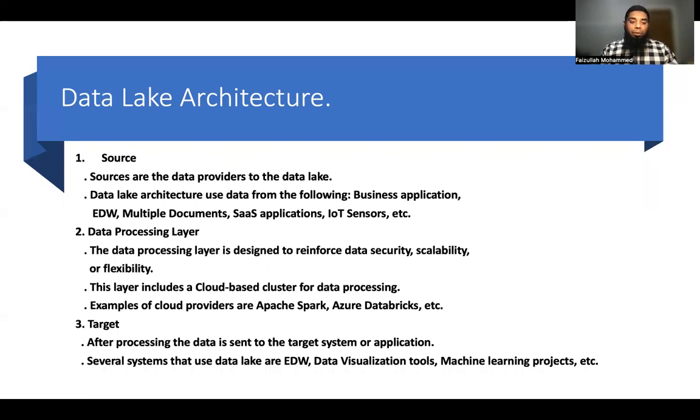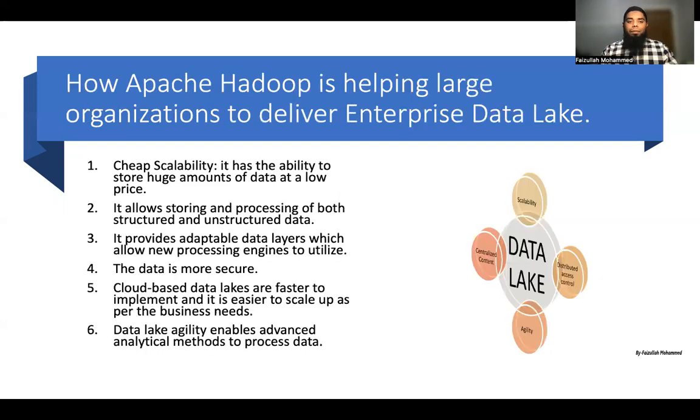As I've discussed before, there are the source, the data processing layer, and the target. The data sources may be anything like business applications, IoT sensors, multiple documents. Then the data processing layer, as I explained on the previous slide. And the target, where the visualization tools are used. After processing, the data is sent to the target application where the business information is centralized.